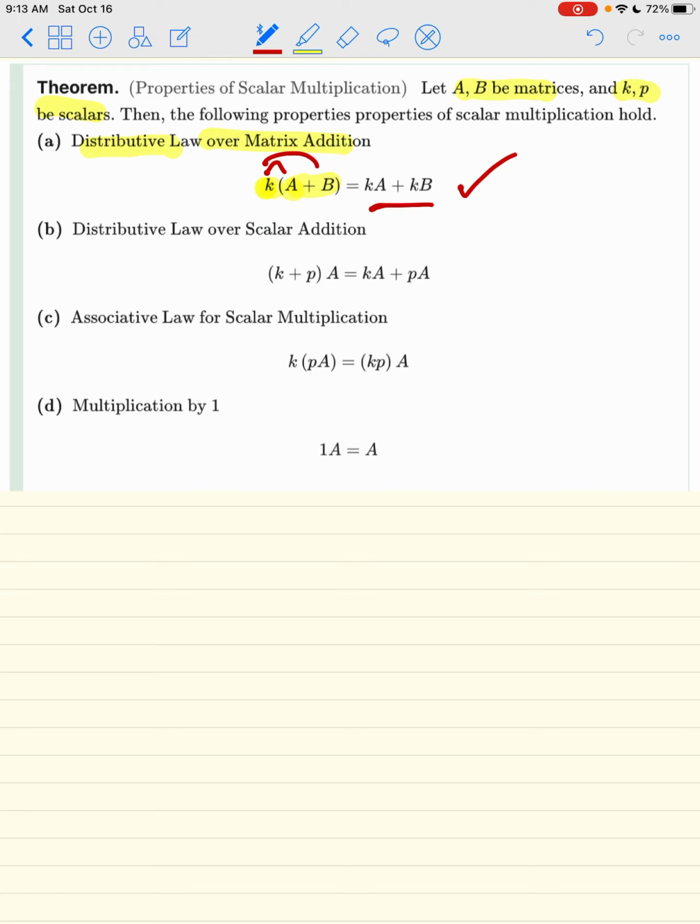Here, you might have two scalars, okay? And you want to multiply the sum of the scalars, K plus P, times A. So you could basically factor out the A in this case. Okay, associative law for scalars, it doesn't matter if you do P times A first or K times P first. And then our identity: if we multiply the matrix by 1, you'll get back the same exact matrix.